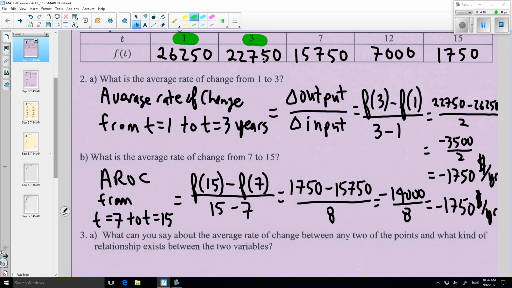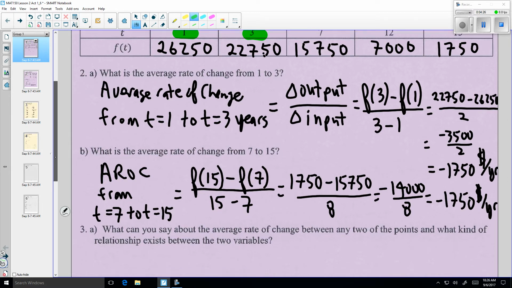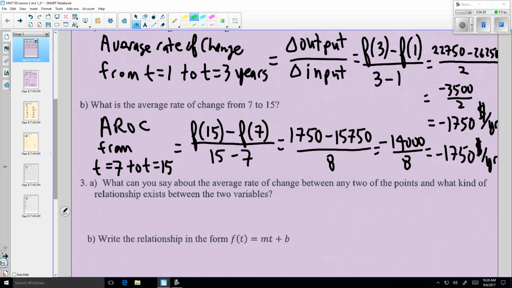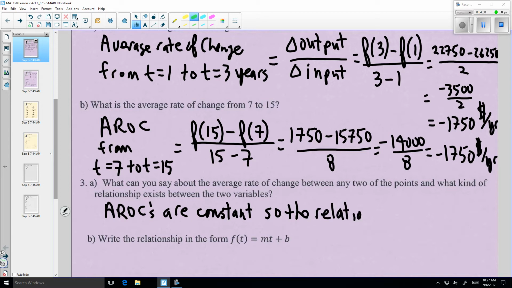For any interval we would pick on this depreciation table, when we compute average rate of change on that interval, it's going to be the same. And that leads us to an important conclusion about the relationship between the average rate of change of a function and the nature of that function in this special case. What can you say about the average rate of change between any 2 points in this situation? AROCs are constant. So the relationship between input and output is linear. That's the special case here.